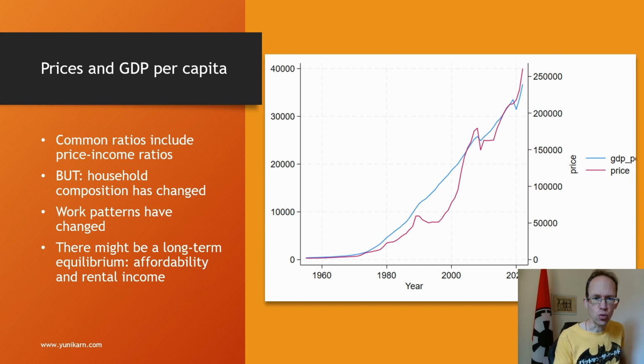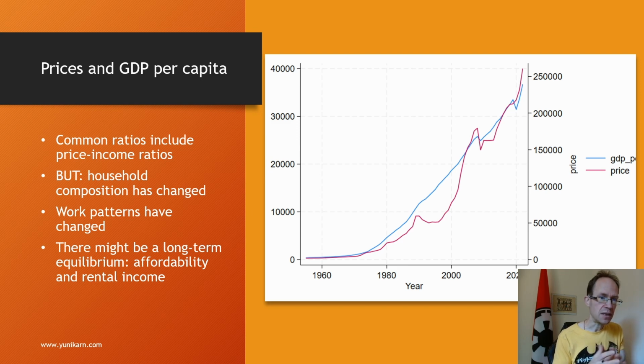This figure shows house prices and GDP per capita. All figures are nominal, that is, in current market prices. Both time series seem to share a common stochastic trend, so they kind of co-move. This can be explored in more advanced time series analysis, such as co-integration analysis.